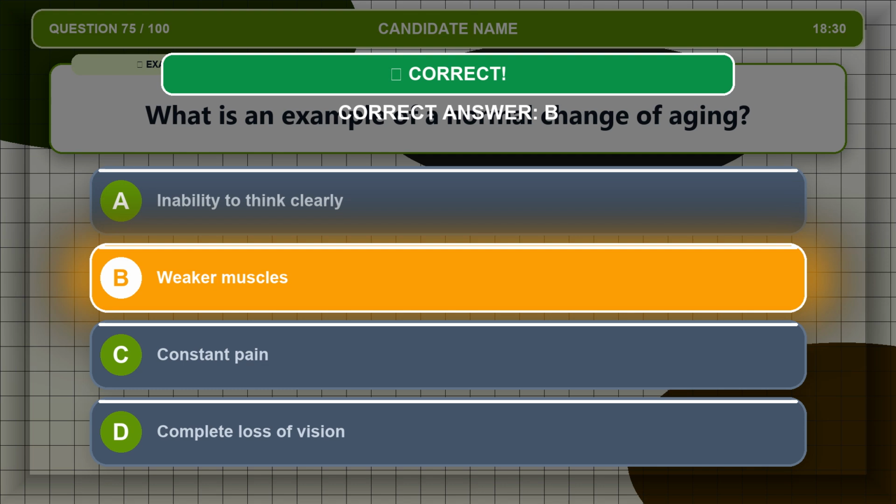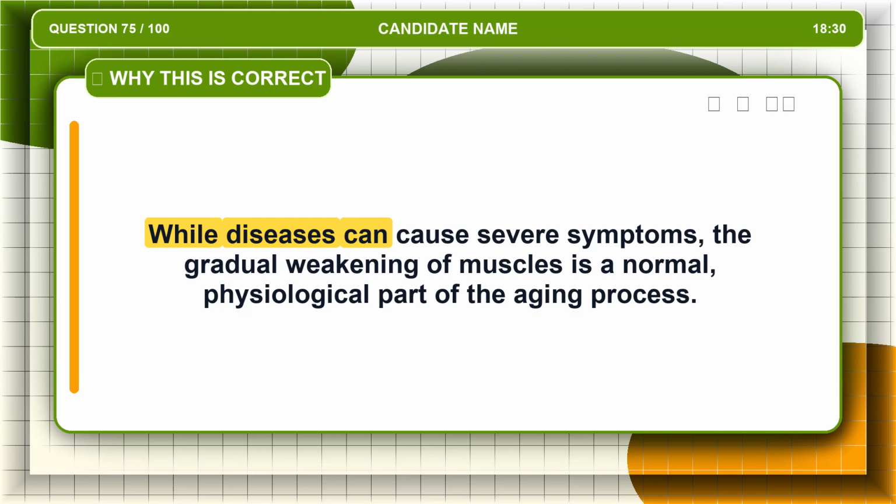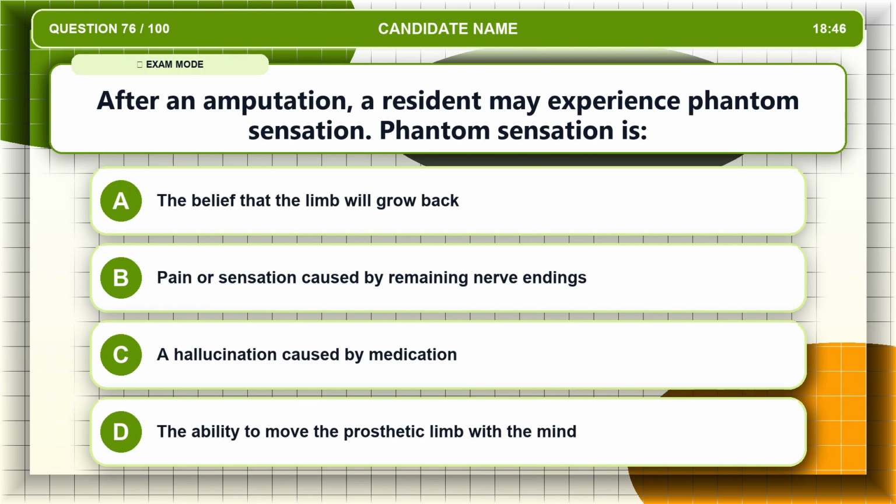The correct answer is option B. Weaker muscles. While diseases can cause severe symptoms, the gradual weakening of muscles is a normal, physiological part of the aging process. Question 76. After an amputation, a resident may experience phantom sensation.